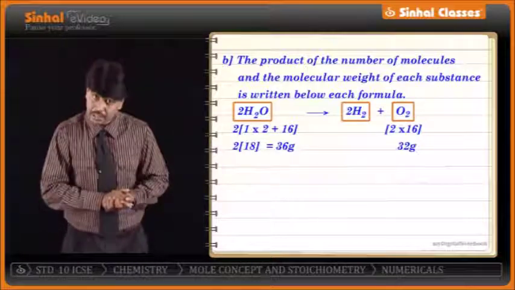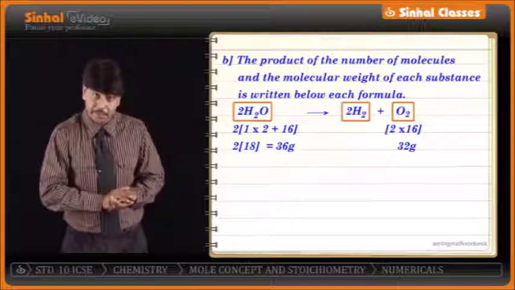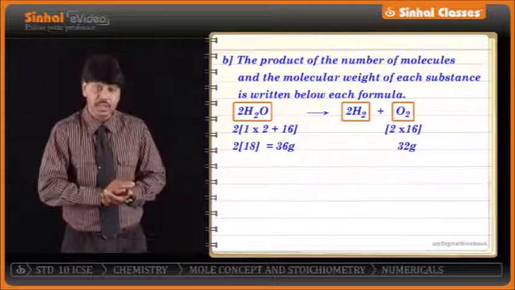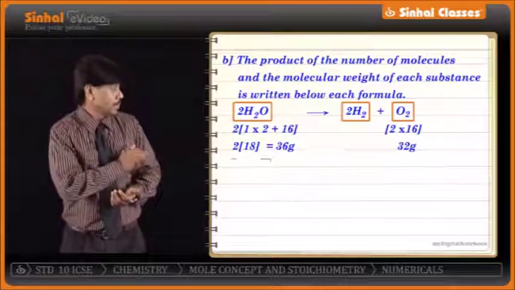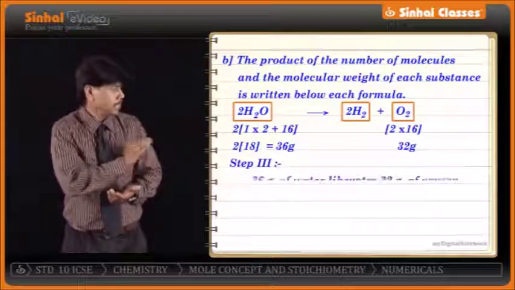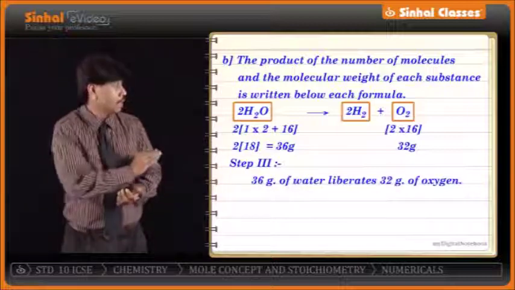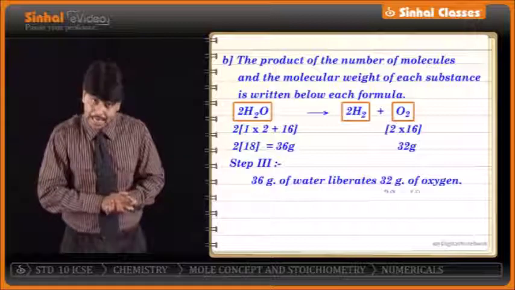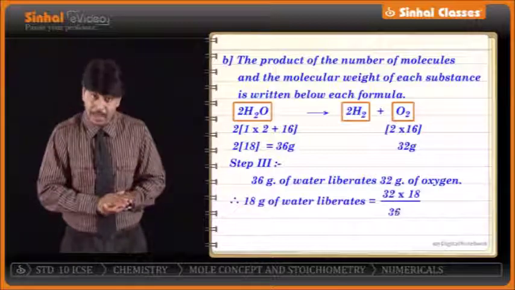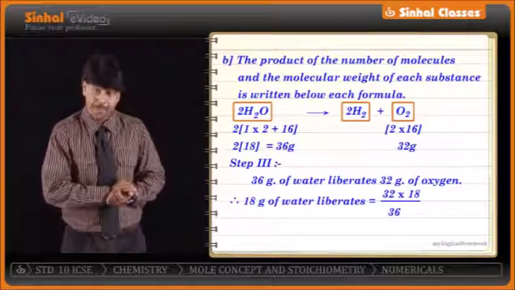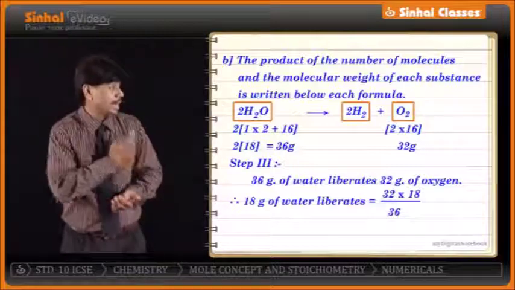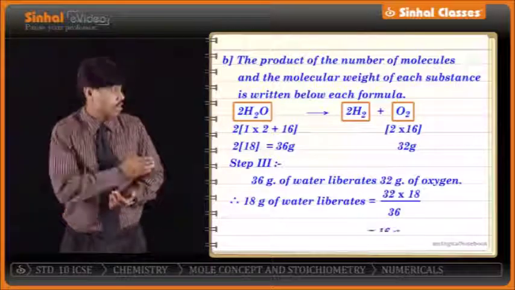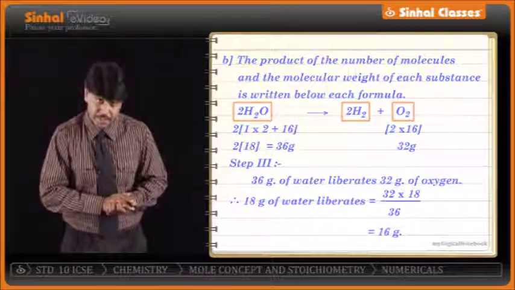Now on the right hand side towards the product, O2, that is 2 into 16, the weight came out to be 32 grams. Step number 3. 36 grams of water liberates 32 grams of oxygen. Therefore, 18 grams of water will liberate how much oxygen? Cross multiply it. You will get 32 into 18 divided by 36. Answer comes out to be 16 grams.